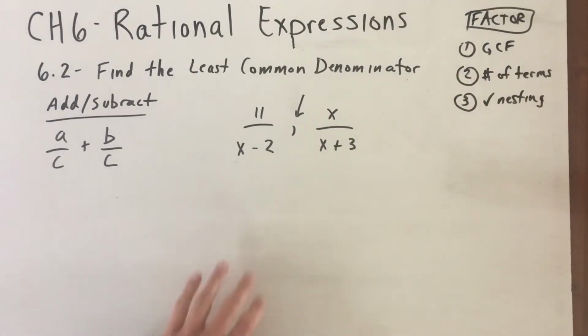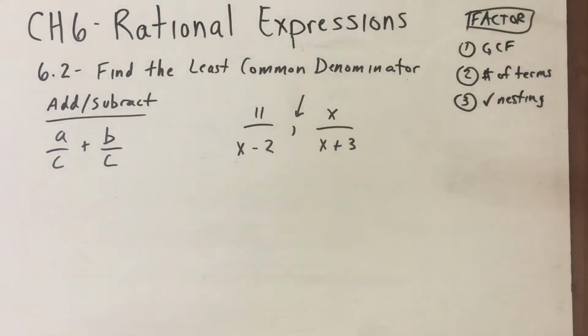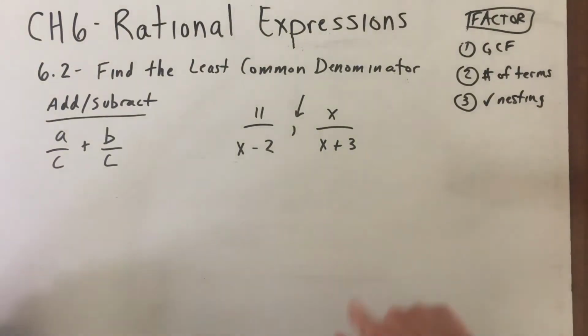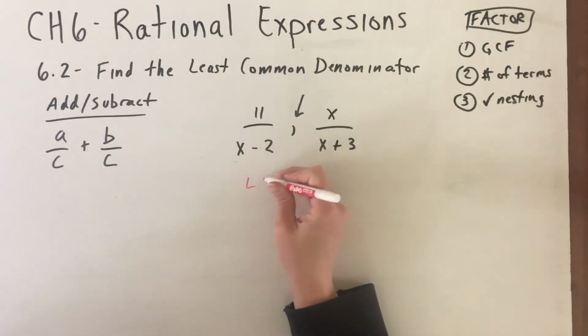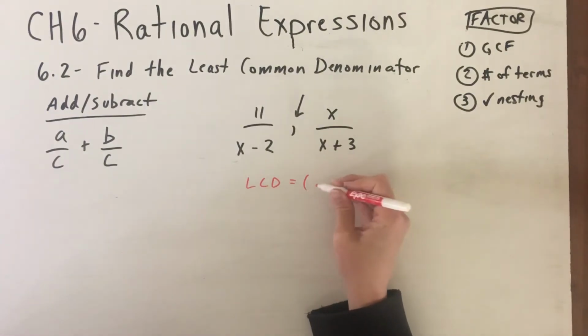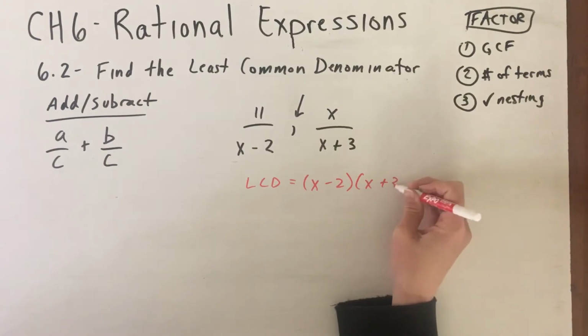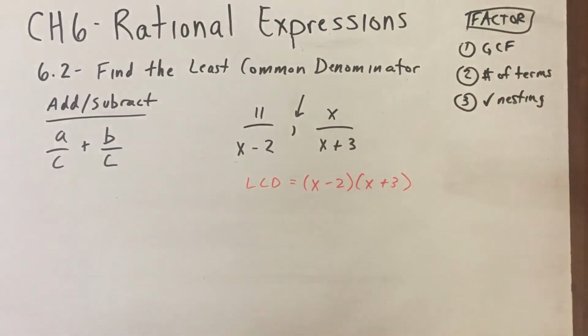Just factor, factor, factor. This bottom factor here is factored completely. This bottom here is also factored completely. So if I were to identify the LCD, I would say, hey, both denominators need to have this factor and this factor. So this would be the LCD. Not too bad, they're already factored.